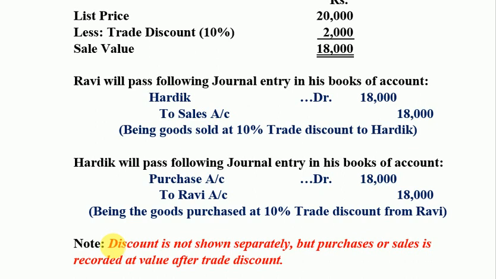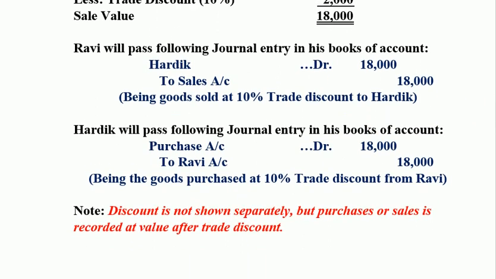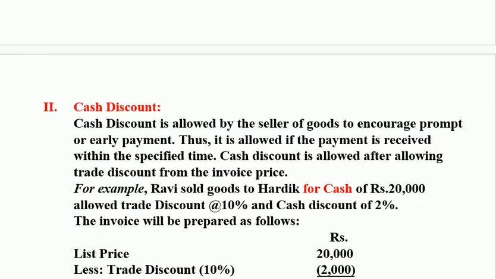A note: trade discount is not shown separately. That means trade discount will not be shown separately, but purchases or sales are recorded at the value after trade discount. I repeat, purchases or sales are recorded at the value after trade discount. That means 20,000 minus 2,000. This value will always be recorded in our books of accounts. Got it? I hope this is clear to you. Now we come to the second one, that is cash discount.